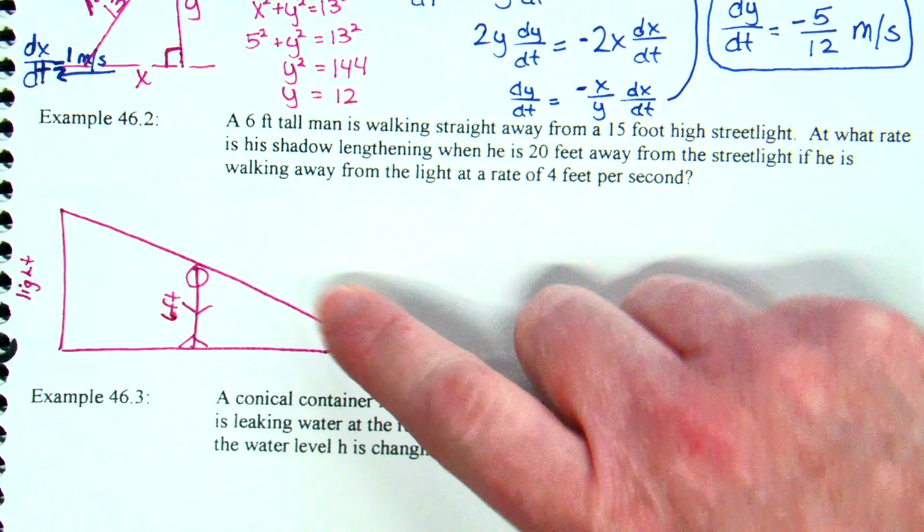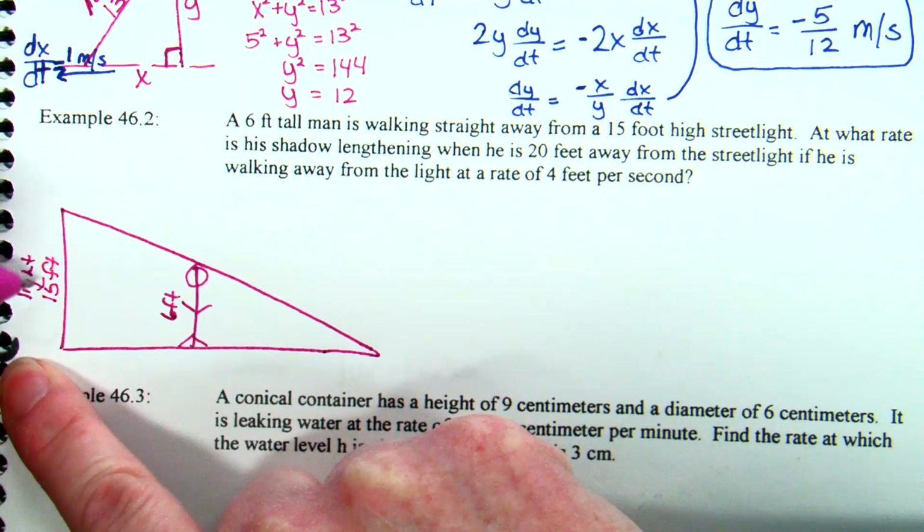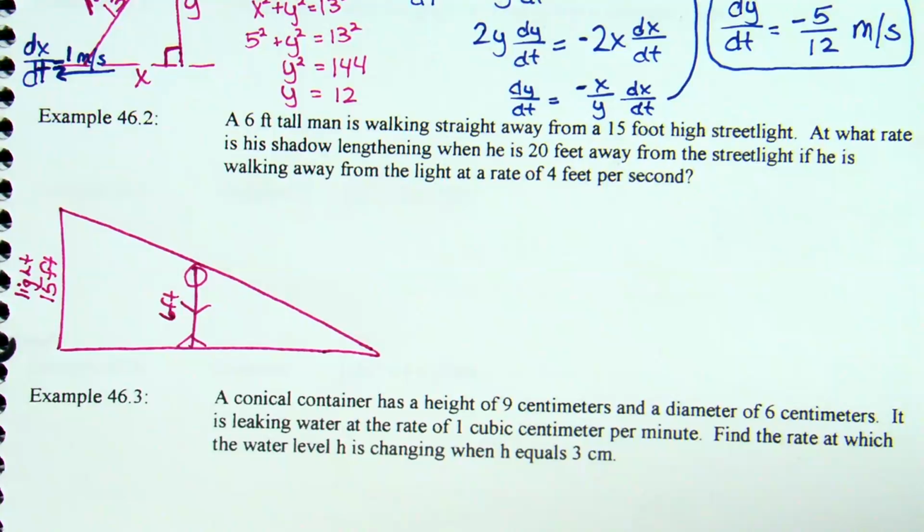How tall was the light? A 6-foot tall man is walking straight away from a 15-foot high street light. At what rate is his shadow lengthening when he is 20 feet away from the street light, if he is walking away from the light at a rate of 4 feet per second? Okay, so we need some labels here.